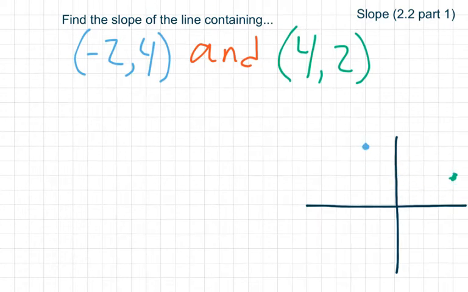But sometimes you don't have graph paper. Sometimes you don't want to draw it out. You can do it faster. So there's also a formula to find the slope. And again, from Algebra 1, you've seen it before.